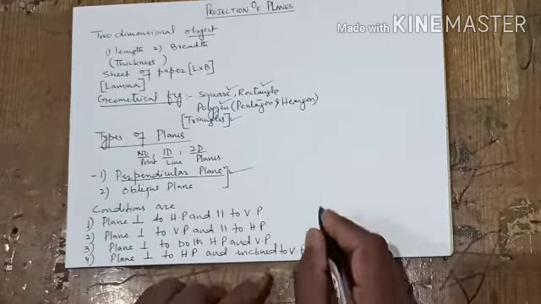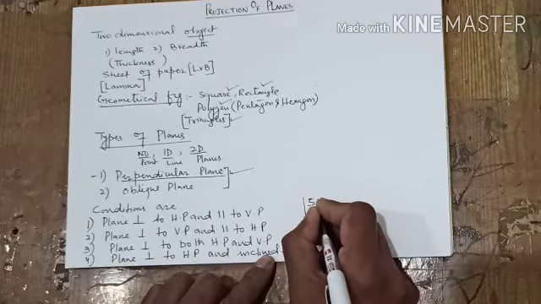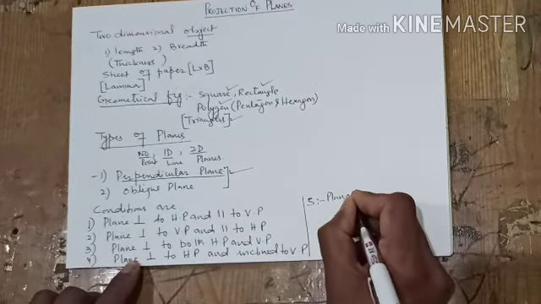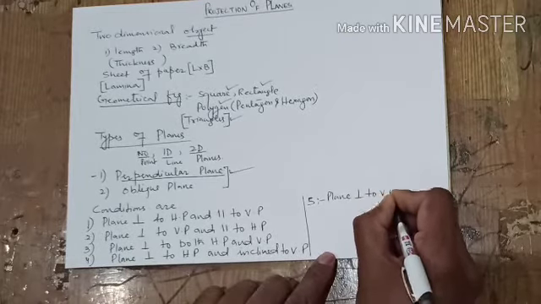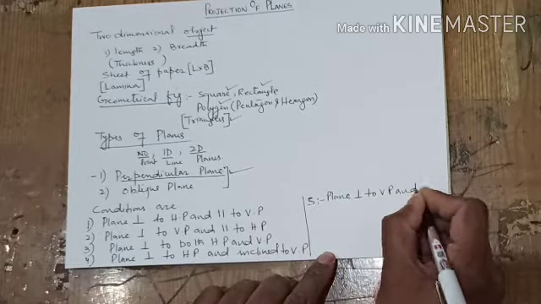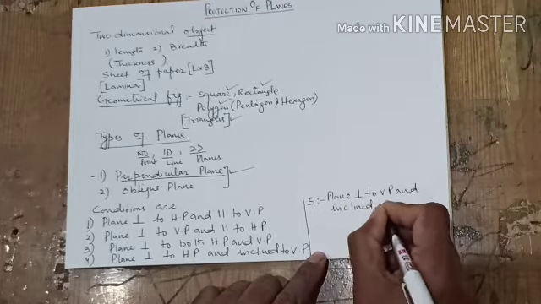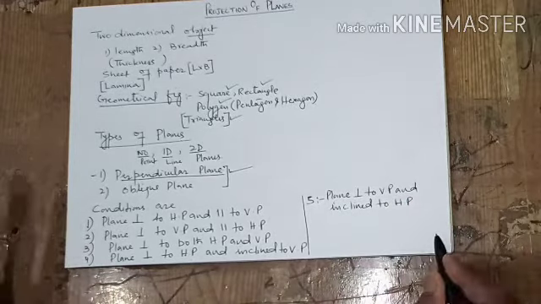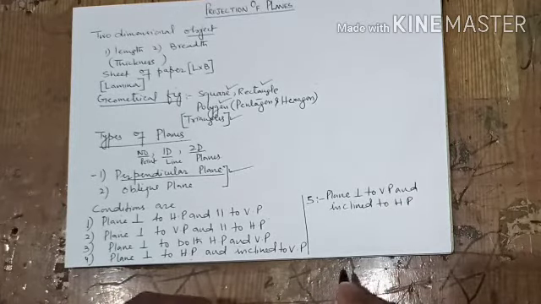Now the fifth condition is vice versa of the fourth condition. That means the plane is perpendicular to VP and inclined to HP. So these are the 5 conditions of the plane vis-a-vis the principal planes.